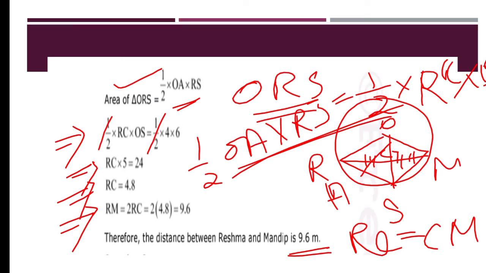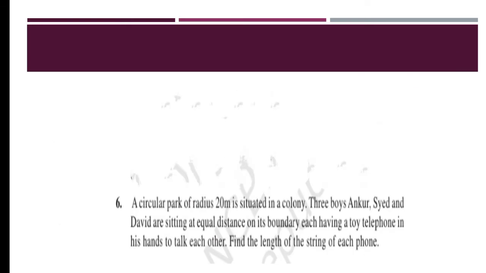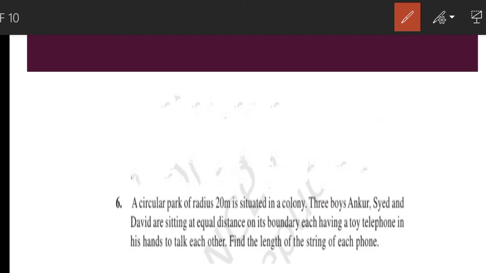So this is sum number 5, which is a 4-mark sum. Next we come to sum number 6. In sum number 6 it says a circular park of radius 20 meter is situated in a colony. 3 boys, Ankur, Shahid and David, are sitting at equal distance on its boundary, each having a telephone toy in his hand to talk to each other.